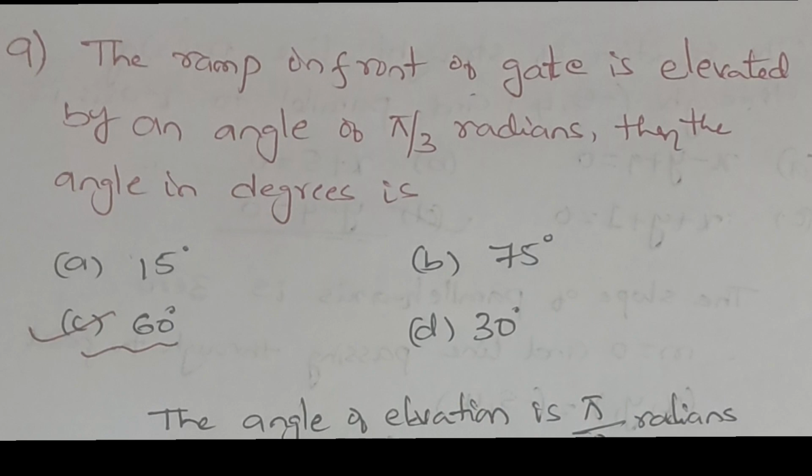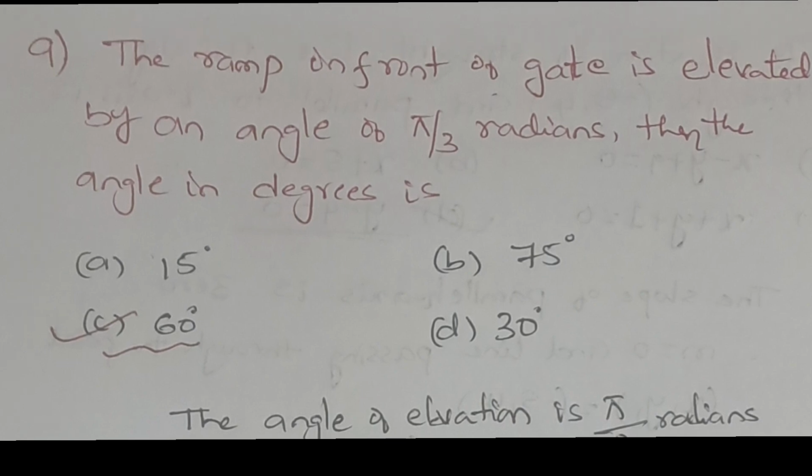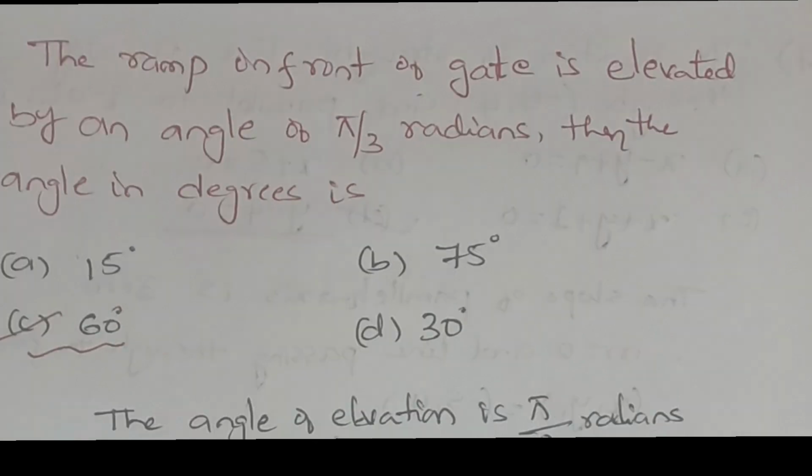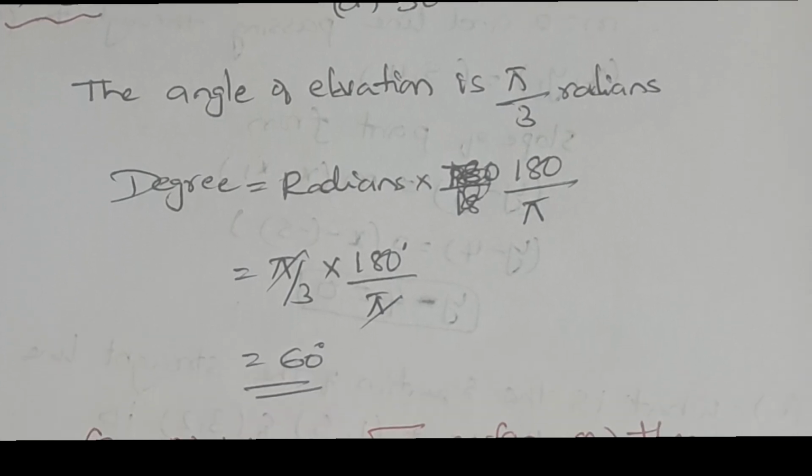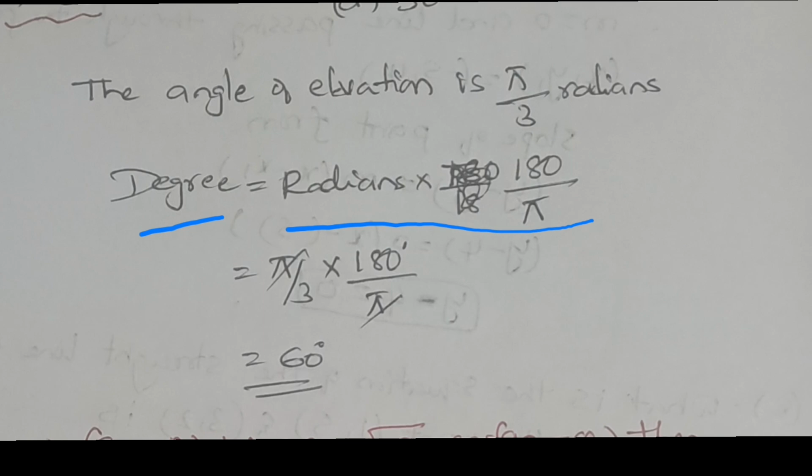Next question, the ramp in front of a gate is elevated at an angle pi by 3 radian. Then find out the degree. The answer is option C. We'll see how you got option C as the answer. 60 degree is the answer. The angle of elevation is pi by 3 radian. Okay. So we have to find out the degree. Our formula is radian into 180 by pi. Substitute radian pi by 3 and 180. Pi is cancelled. The 3 into 60 is 180. So 60 degree you will get as the answer.